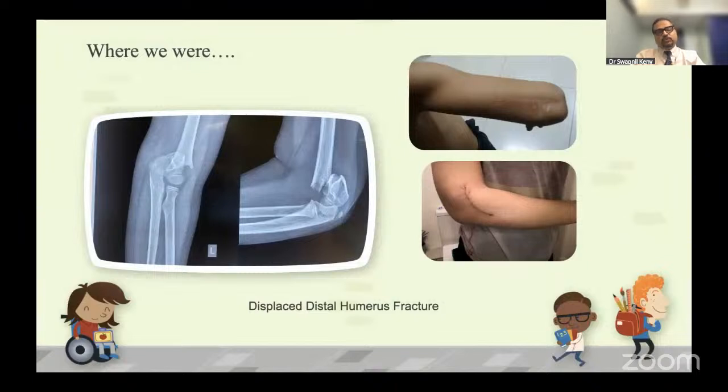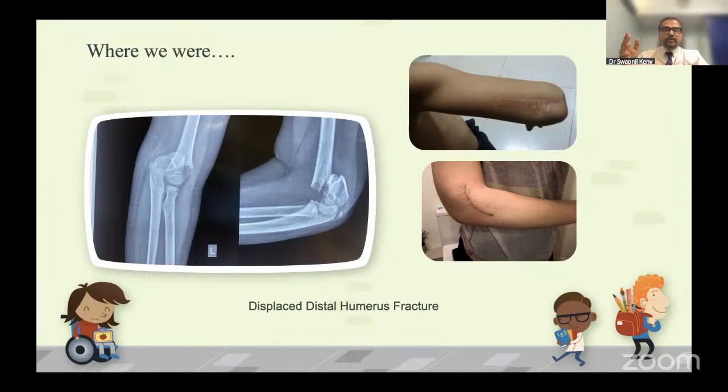When this used to come in 1999-2000, when I was doing my residency at the St. G.S. Medical College in KEM Hospital, the treatment of this fracture when displaced was an open reduction through a triceps split approach. What we use for adults, the same thing was followed, where we opened up from behind, either split the triceps or went from both sides, the medial and the lateral side, isolated the ulnar nerve, and then open reduced this and fixed it with wires.